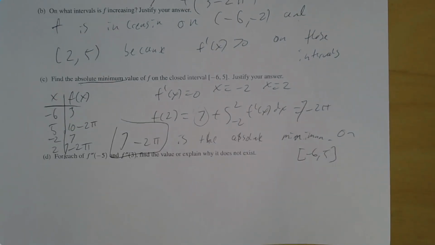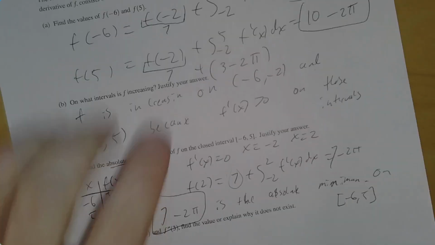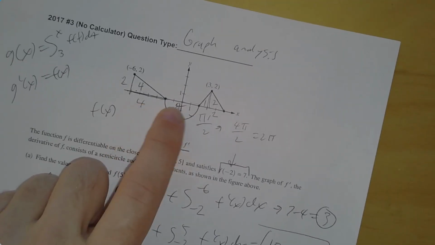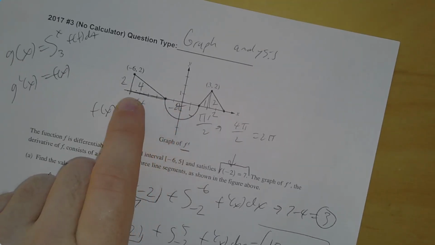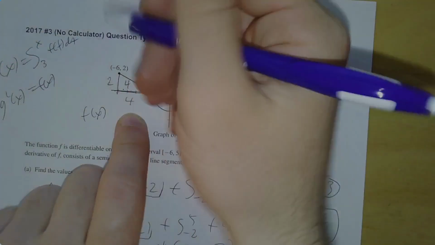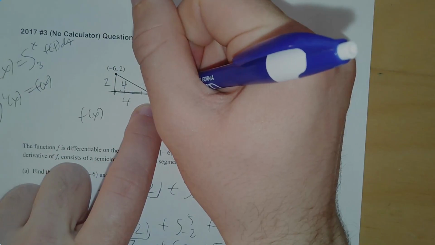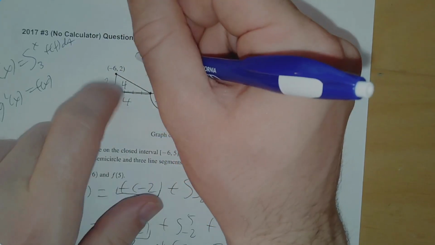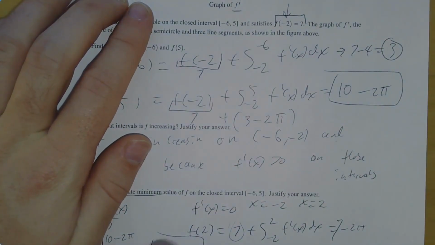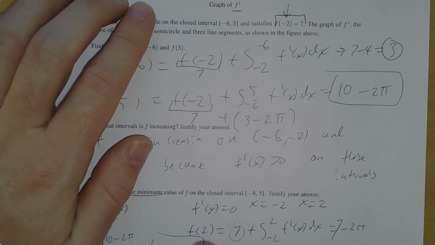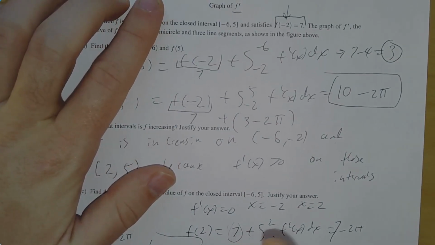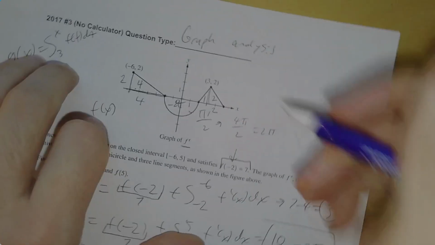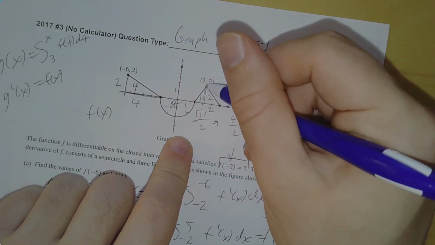Okay. For each, f double prime of -5 and f double prime of 3, find the value or explain why it doesn't exist. So f double prime of -5 just means get the slope at -5. 1, 2, 3, 4, 5. So I just need the slope of this right here. So the slope is going to be, what is it? It's -2 over 4. So it's -1/2.